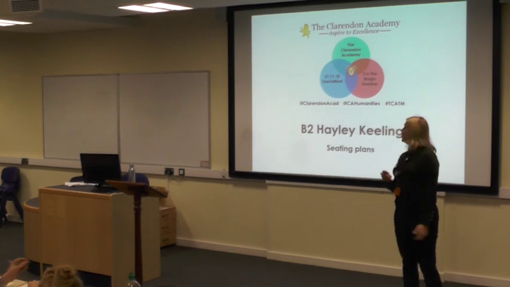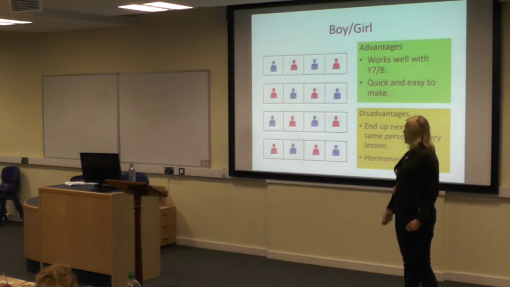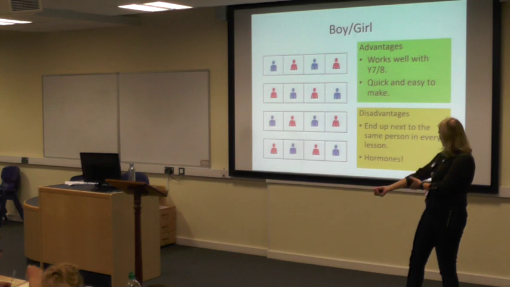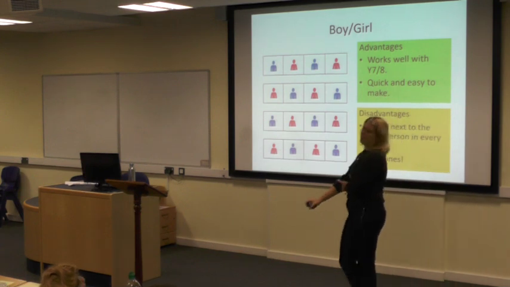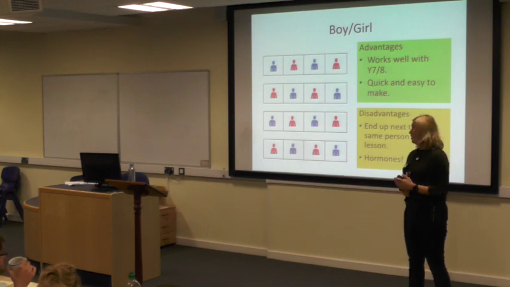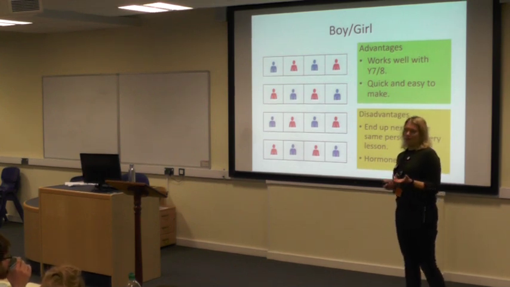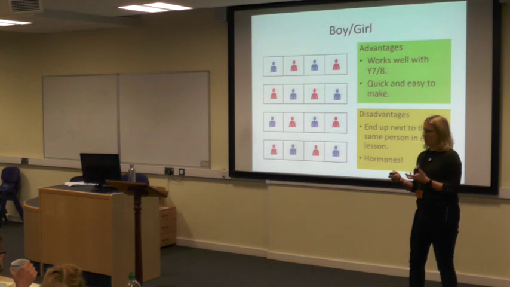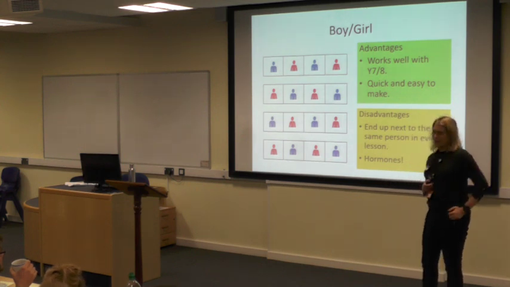The first one, which I imagine most of you have probably used, is a boy-girl seating plan. Okay, September, if you're anything like me, you've got about 12 different classes. The easiest thing to do is just pop them all in, boy, girl, boy, girl. It works pretty well with year 7 and 8 because they don't tend to like boys or girls at that point, and it's pretty quick and easy.